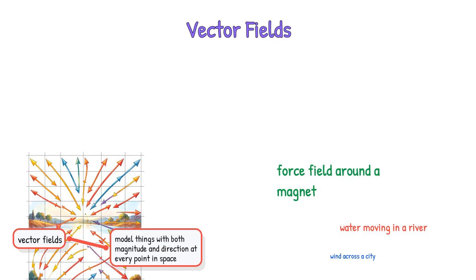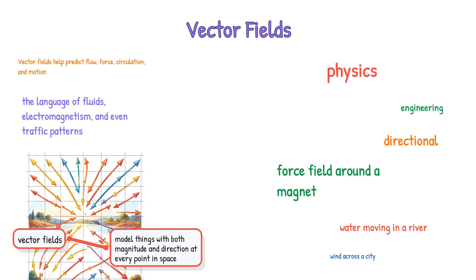This is incredibly useful in physics and engineering because many natural phenomena are directional. Vector fields help predict flow, force, circulation, and motion. They are the language of fluids, electromagnetism, and even traffic patterns.